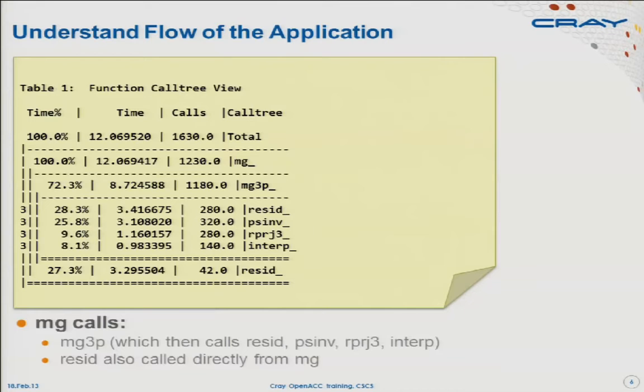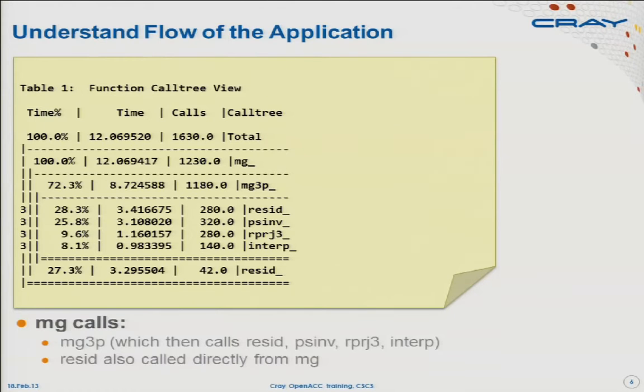We'd like to try and understand how data flows in our application. Well, one of the ways you can do that is by asking what the call tree is: which routine calls which routines and so on. So you can use CrayPAT to generate a call tree. Here it is saying that the main program calls a routine called MG3P, just a bit indented there, and then this calls these 4 routines. But MG also calls the resid routine.